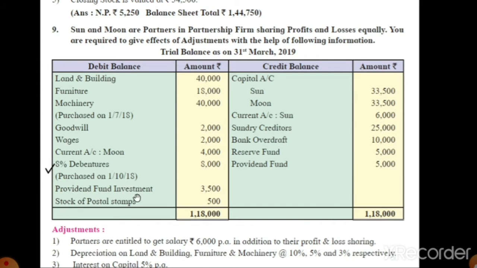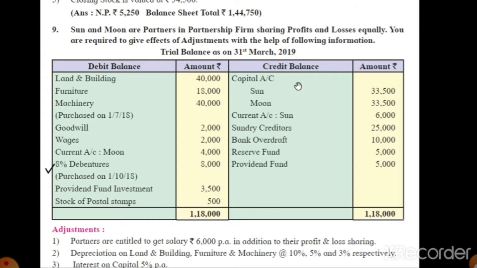Next one is the provident fund investment. It is an investment, so it is recorded on the asset side. Amount is 3500. Then stock of postal stamps, it is a current asset. Amount is 500. So the debit balance list total is 1,18,000.